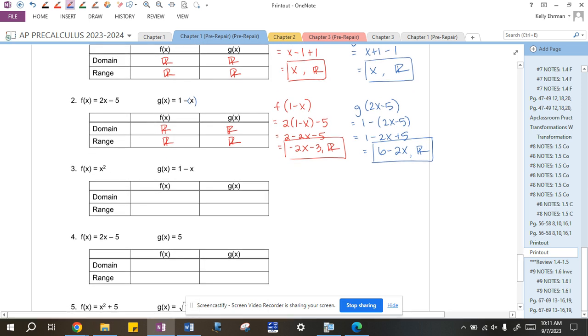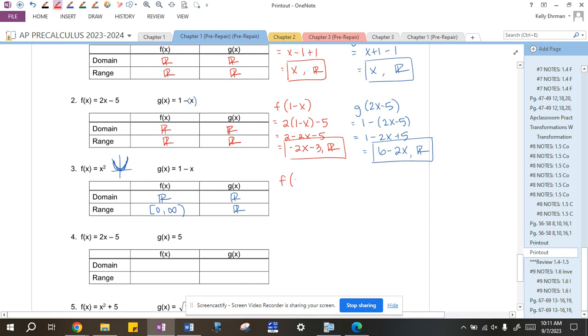We have a quadratic. So the domain for f is all reals, but it's quadratic. Remember, it's one of these. Oh, it should be going through 0. So its range is 0 to infinity. Linear function g is all reals for both domain and range.